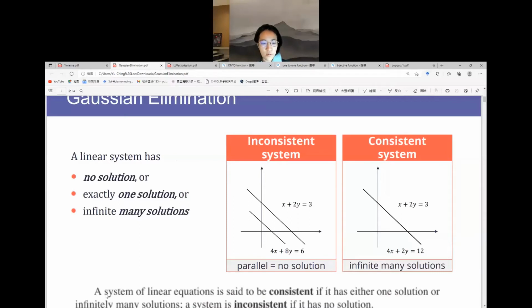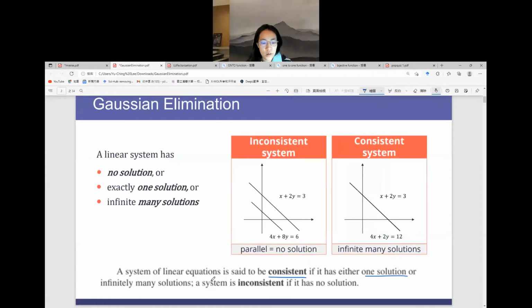A system of linear equations is said to be consistent if it has either one solution or infinitely many solutions. Basically, there exists a solution. Or it's an inconsistent system if it has no solution. It's just the terminology. You just need to memorize it.